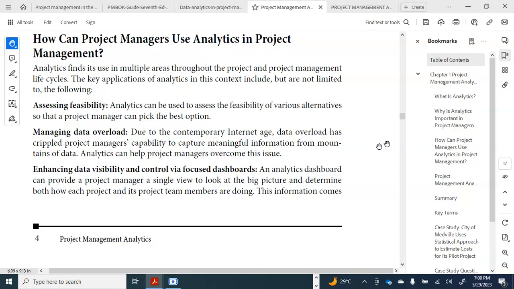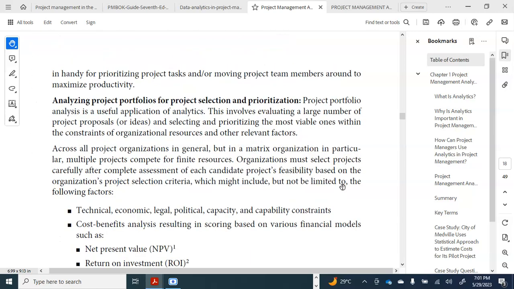Okay. So the third: how can project managers use analytics in project management? The third one has to do with enhancing data visibility and control via focus dashboard. An analytics dashboard can provide a project manager a single view to look at the big picture and determine both how each project and its project team members are doing. This dashboard shows you the picture of how the project is doing. This information comes in handy for prioritizing project tasks and moving project team members around to maximize their productivity.